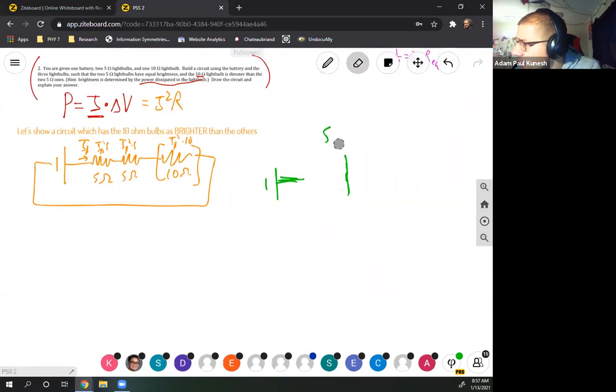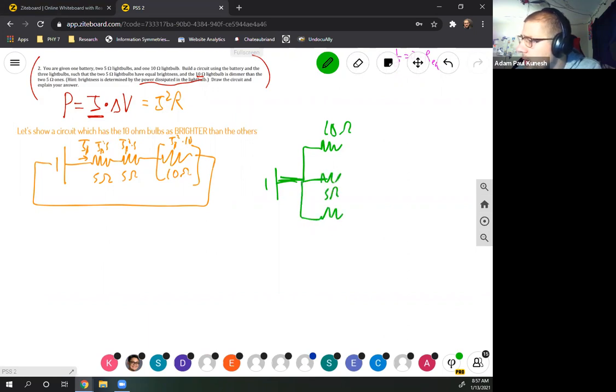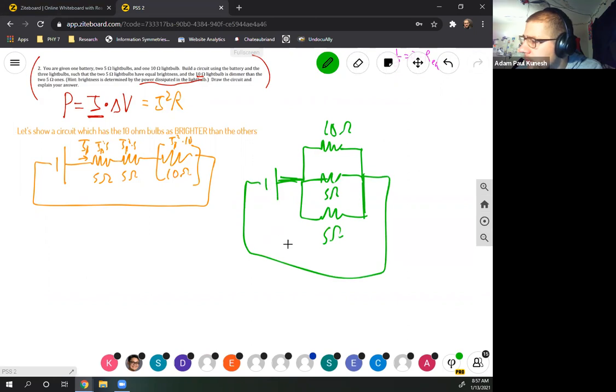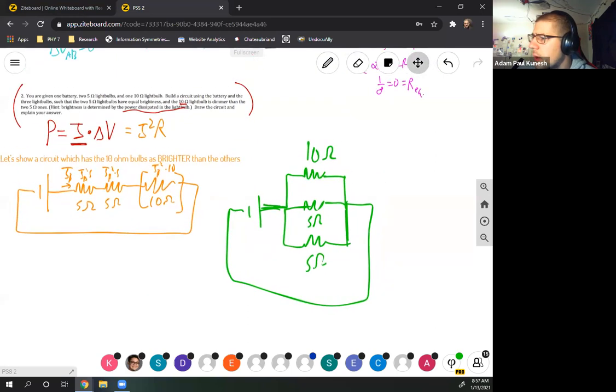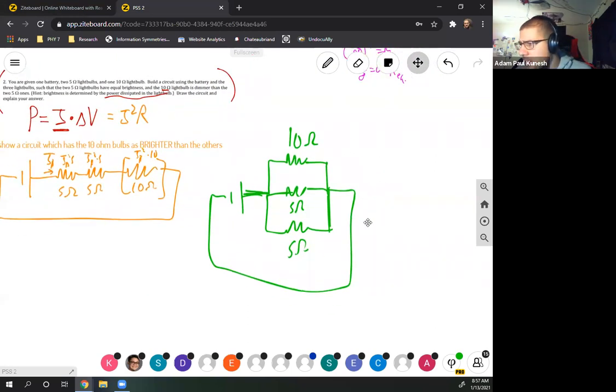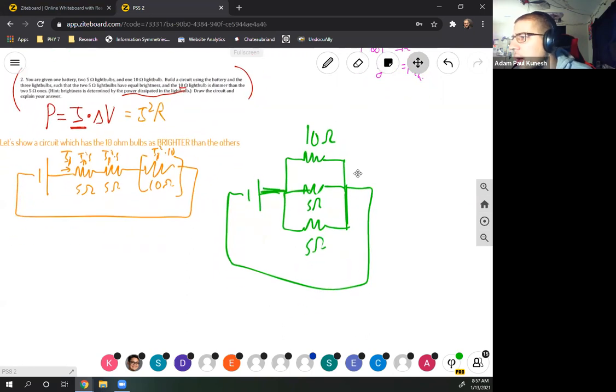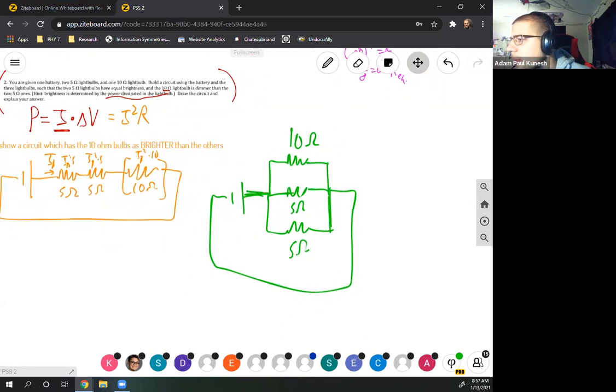Let's say that instead I design it so that they're all in parallel. I'll put my 10 ohms up here, my 5 ohms down here, and my 5 ohms down here. If I design the circuit this way, now we're talking something a little bit more interesting, I think.